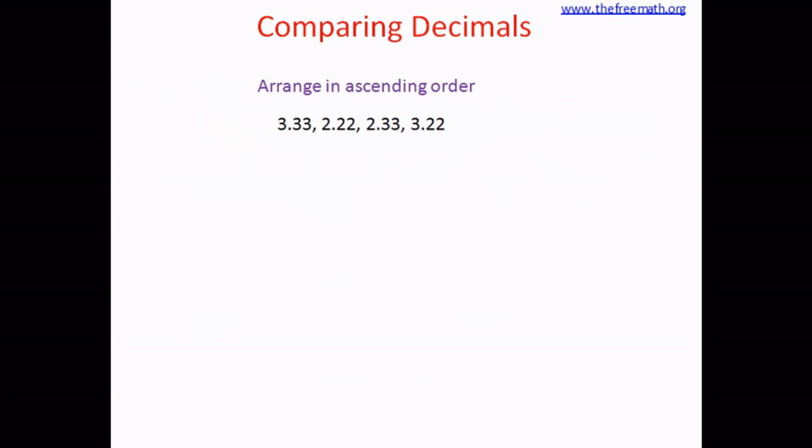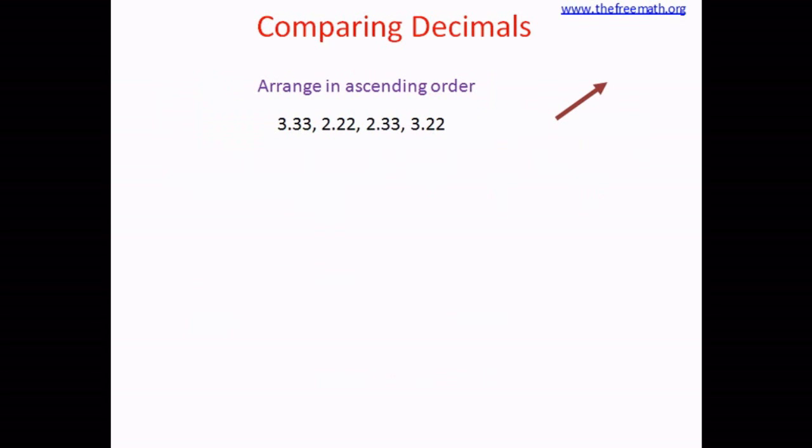Now what we are going to do is arrange the decimals in either ascending or descending order. Let's look at the first example. Arrange in ascending order. Now we have 4 decimals here. When we say ascending order, that means we arrange from smaller to bigger. So let's start with the smallest number.